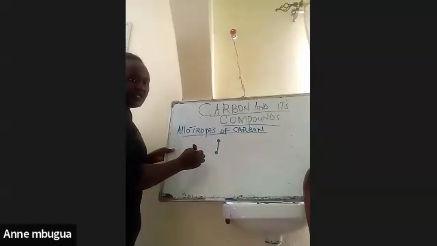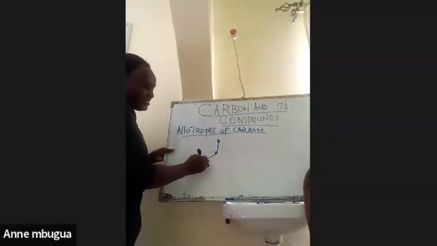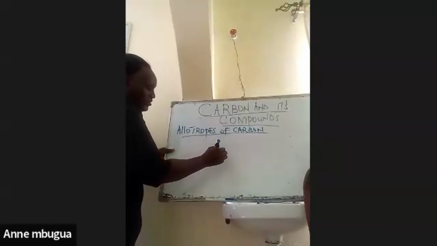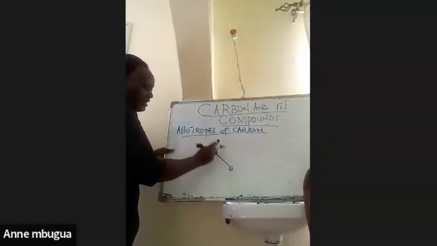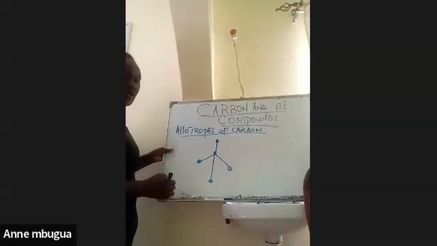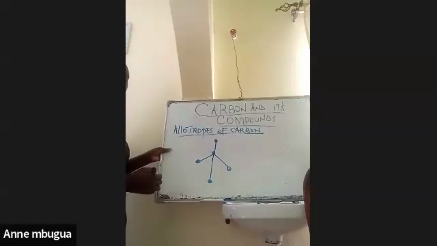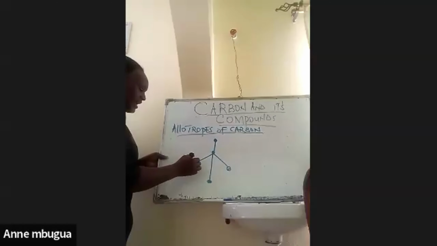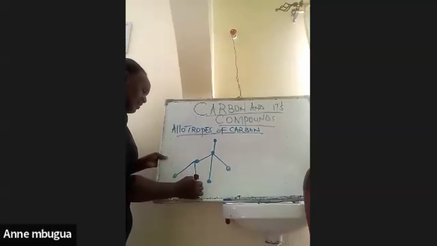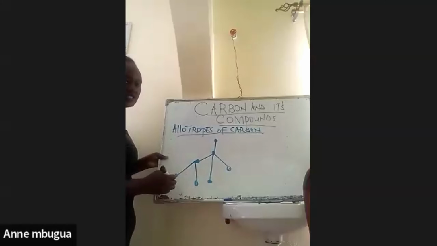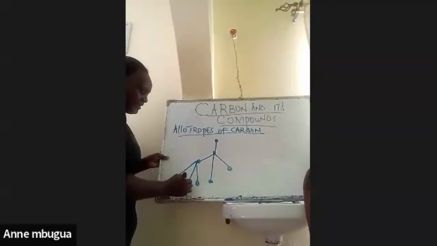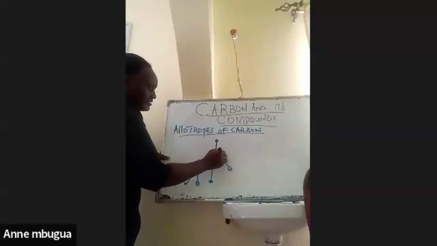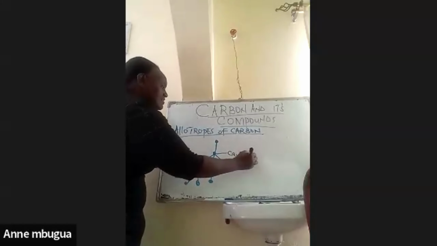Each carbon atom is covalently bonded to 4 other carbon atoms. If you look at the carbon atom in the middle, it is covalently bonded to 4 other carbon atoms, and the structure repeats itself in 3 dimensions.